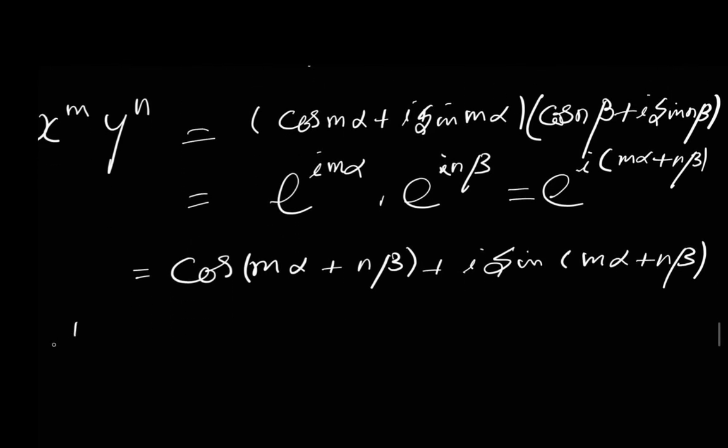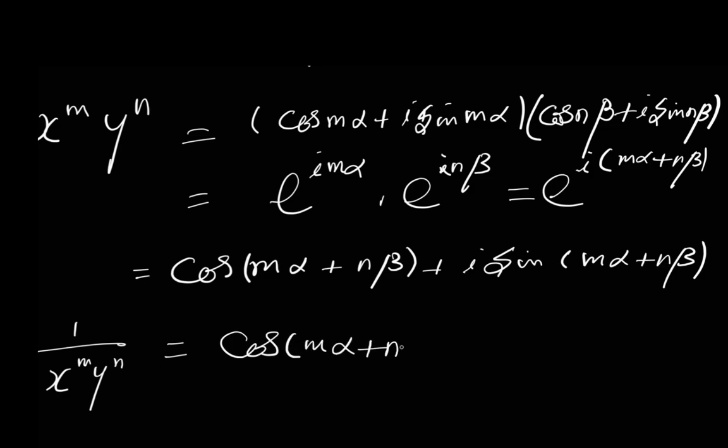So what is 1 by x power m y power n? This is just the conjugate of this. So you will get cos (m alpha plus n beta) minus i sin (m alpha plus n beta).